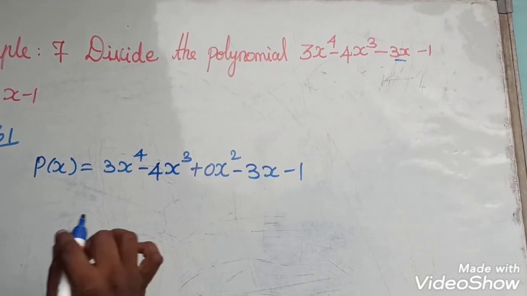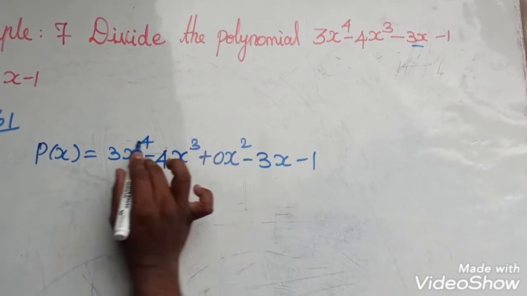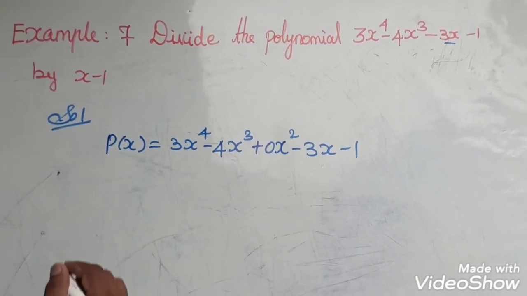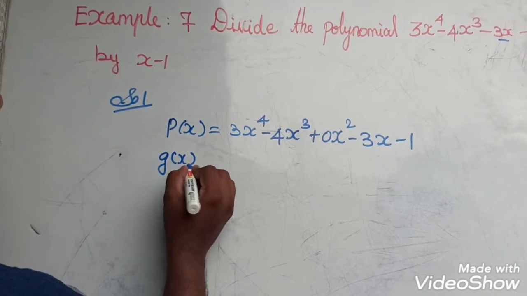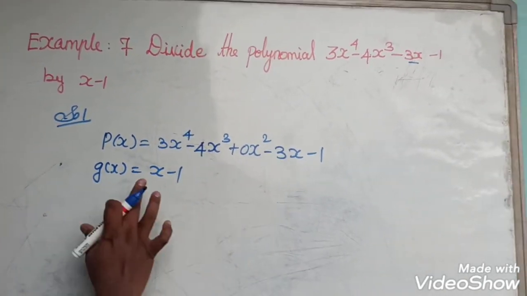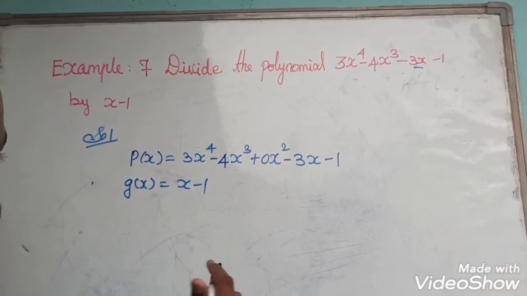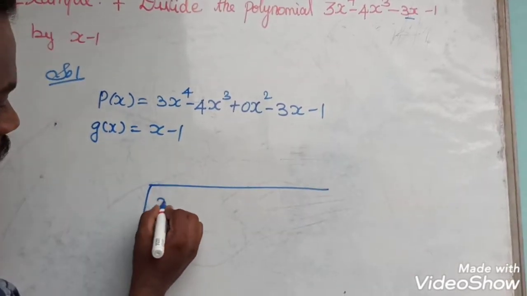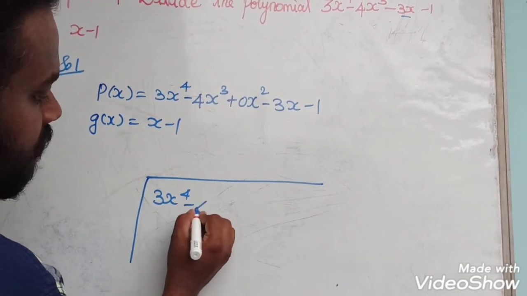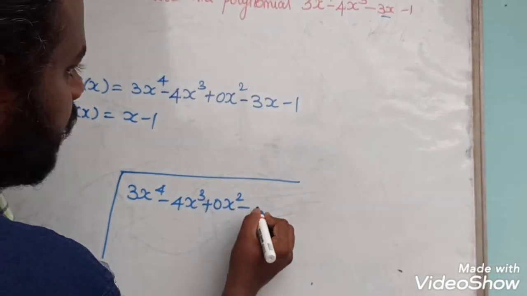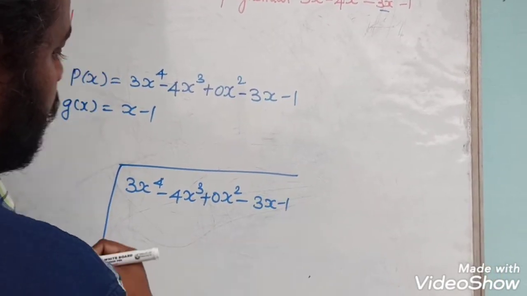Now you see all the exponents are there: 1, 2, 3, 4. There is no confusion at all while you divide. So here g of x equal to x minus 1. There is only one exponent, so there is no problem at all. So now the same method: 3x power 4 minus 4x cube plus 0x square minus 3x minus 1.